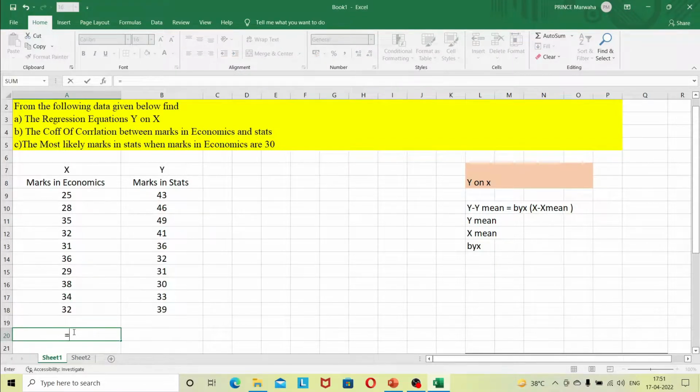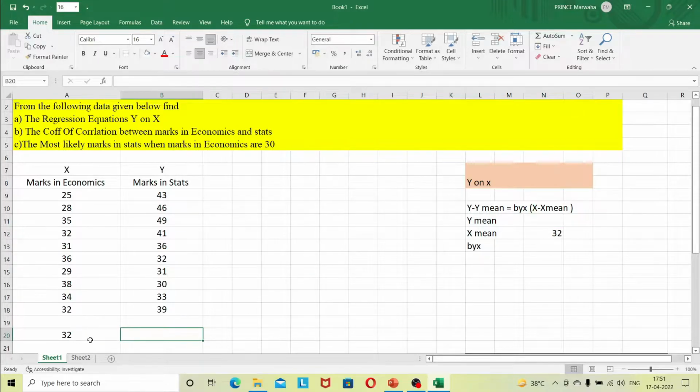First of all, we are calculating the mean of the x variable using the average function directly, or if you are doing the question manually, you need to calculate it as the summation of x upon n, right? So the x mean is 32. In the same way we calculate the y mean, just dragging the option, and the value is 38. So we have got the two values, the y mean and the x mean.